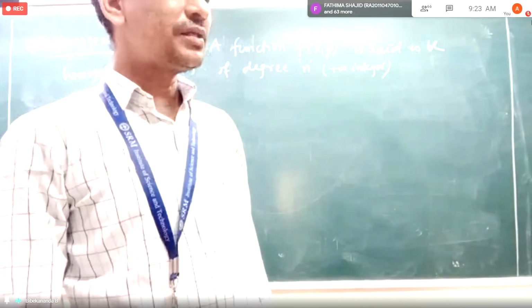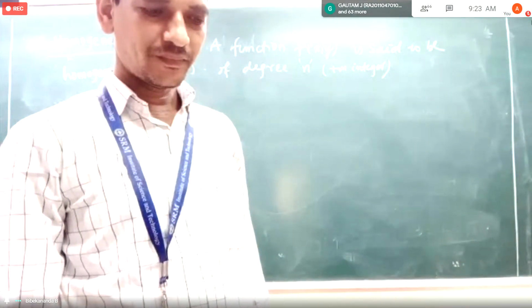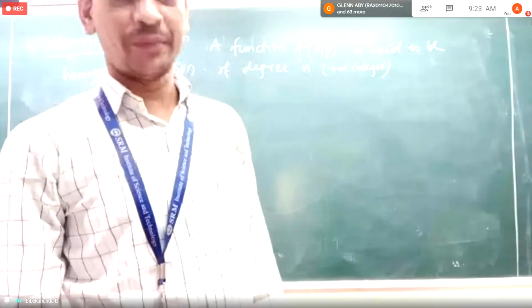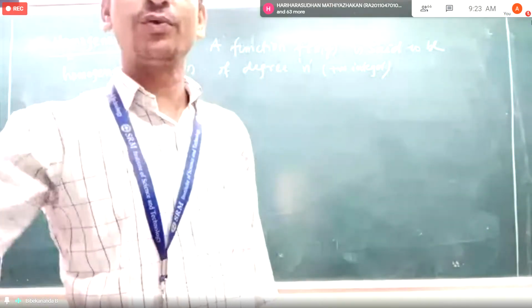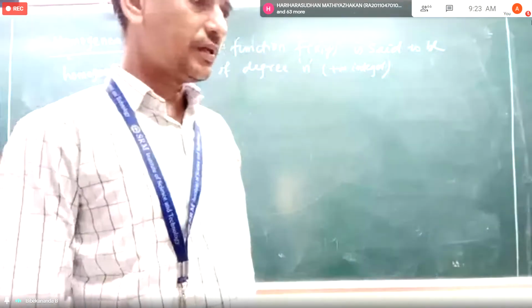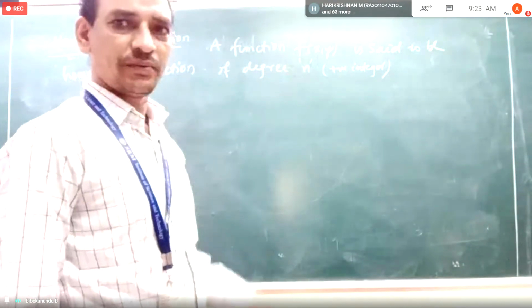Can you tell me what is the meaning of positive integer? Natural number. Positive number. Positive integer means natural number: 1, 2, 3, 4, 5, 6, all those things. Okay. So n is any natural number. In that place, I am writing positive integer.